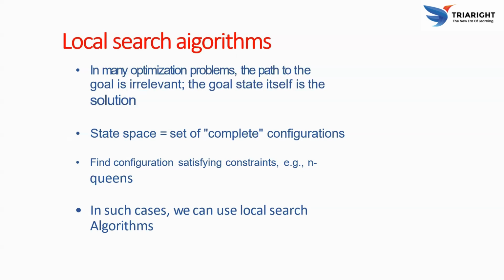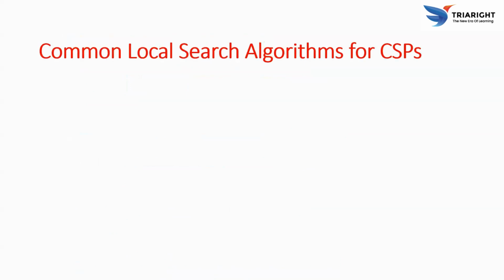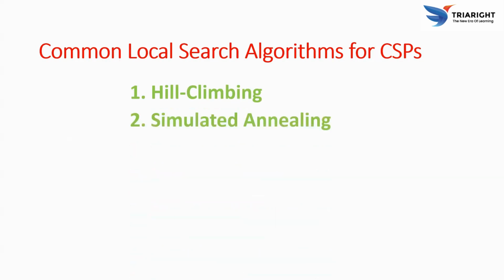So this point directly states the suitability of the local search algorithm for the type of problem described above, where the path does not matter and the focus is on finding the satisfying configuration only. Keep a single current state and try to improve it. We have common search algorithms for CSP. We have three types here: hill climbing, simulated annealing and genetic algorithm, right?